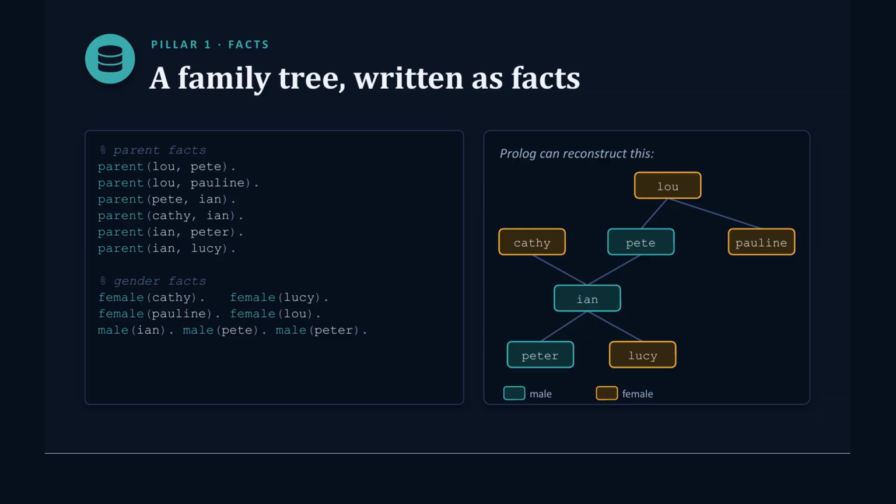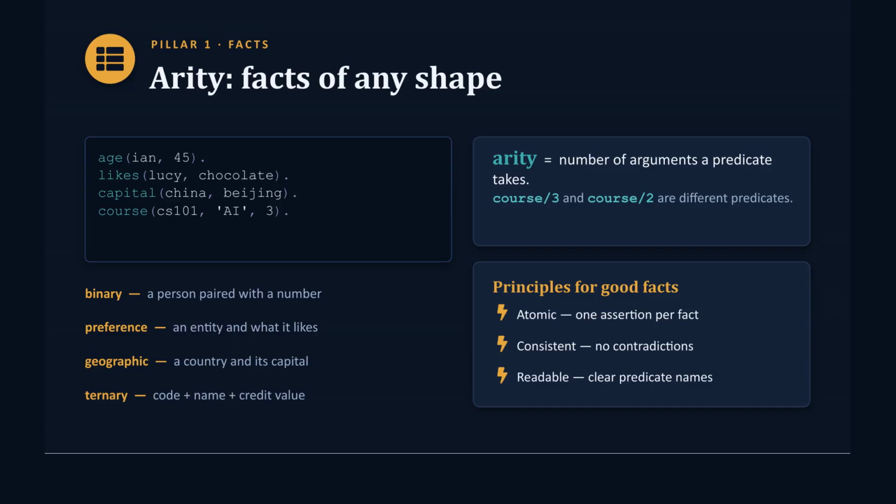the language powerful. Facts are not limited to family relations, and they are not limited to 2 arguments. The number of arguments a predicate takes is called its arity, and it is part of the predicate's identity. age(ian, 45) is a binary fact pairing a person with a number. likes(lucy, chocolate) records a preference. capital(china, beijing) is a geographic fact. And course(cs101, ai, 3) is a ternary fact bundling a code, a name, and a credit value. When you write facts, keep them atomic, keep them consistent, and use predicate names that read clearly.